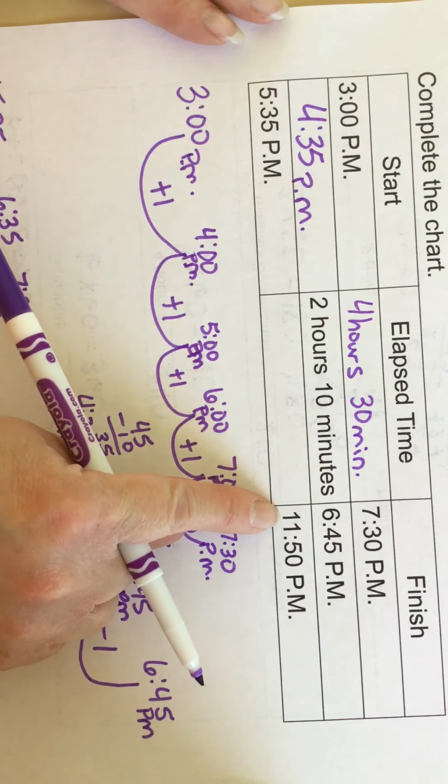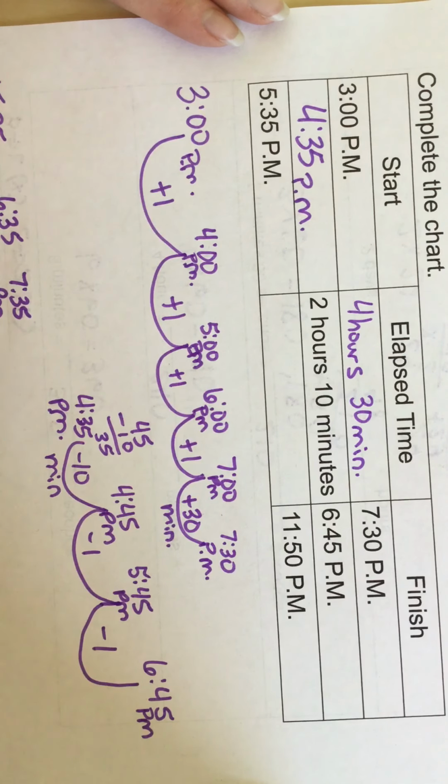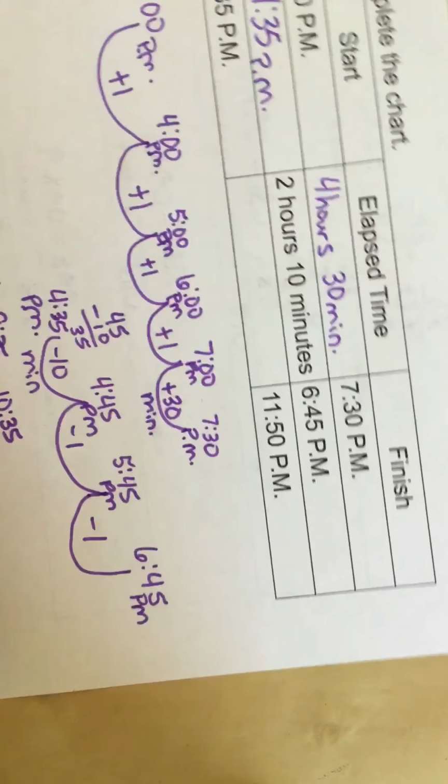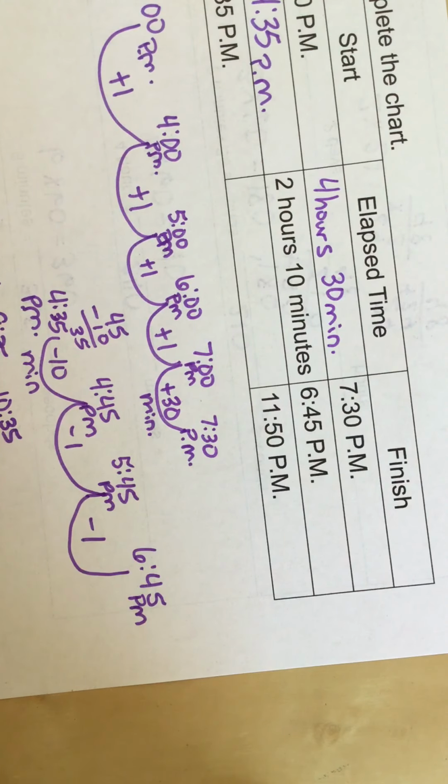Remember, I'm trying to get to 11. I'm just doing the hours right now. Add another hour, and I get to 9:35 p.m. Another, 10:35 p.m. Add one more hour. And now I'm at 11:35 p.m.